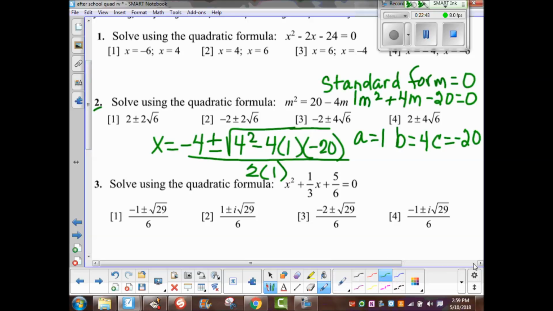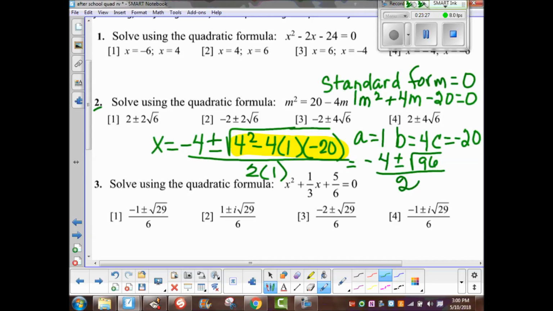I'm going to go to the calculator for this, just what I highlighted. Don't start with the square root. So in your calculator right now, type in 4 squared minus 4 times 1 times negative 20. And what do we get? I see 16 plus 80, which is 96. So now I'm back on my paper and I'm going to say negative 4 plus or minus the square root of 96 divided by 2.